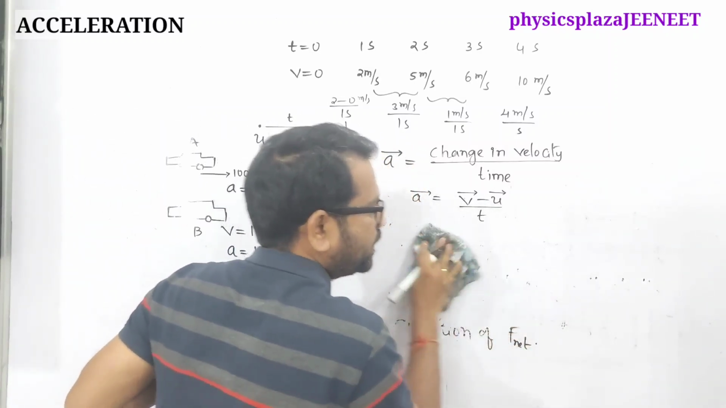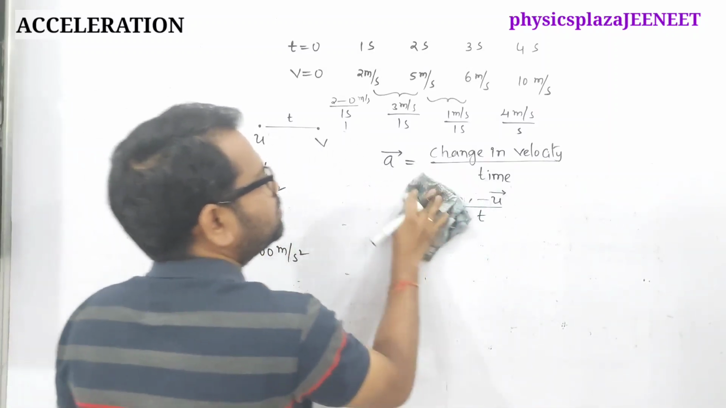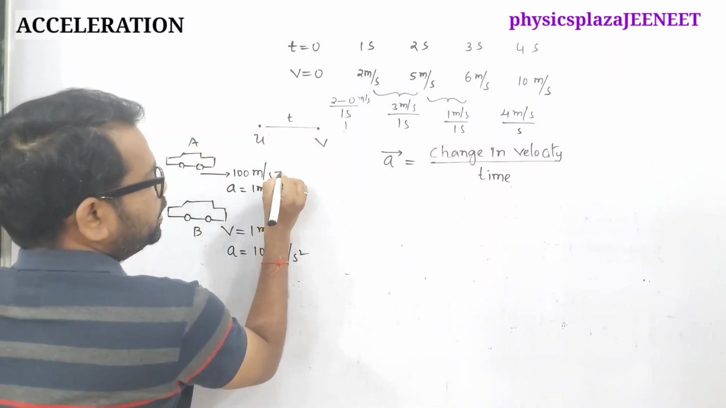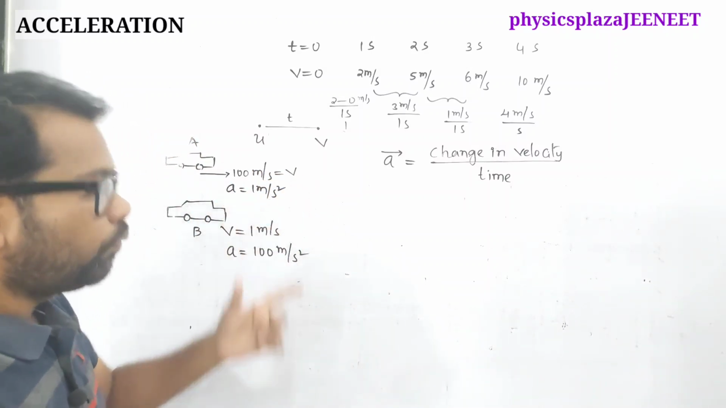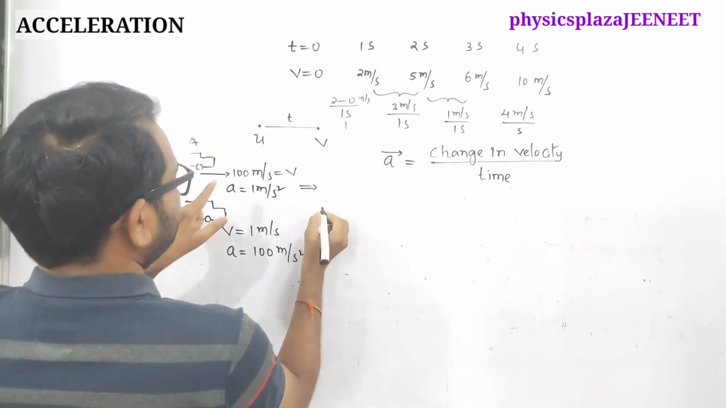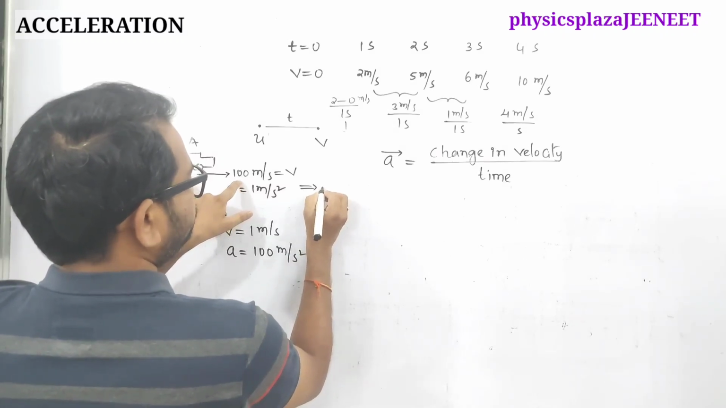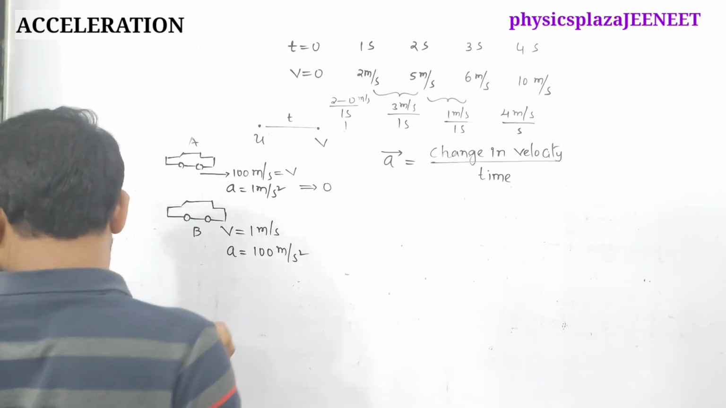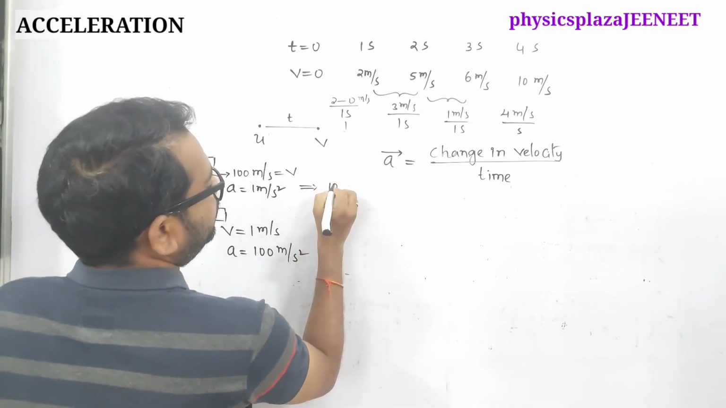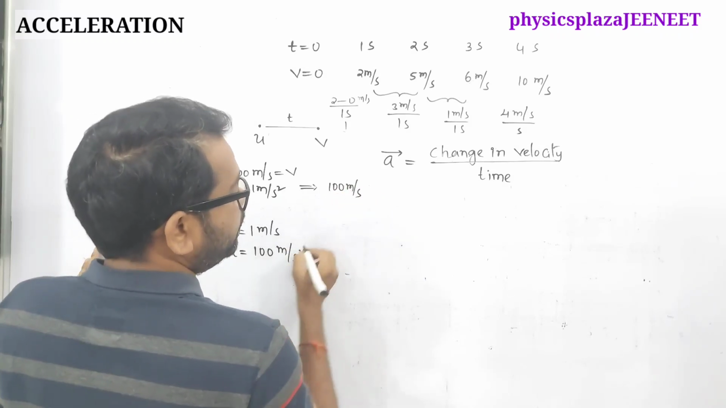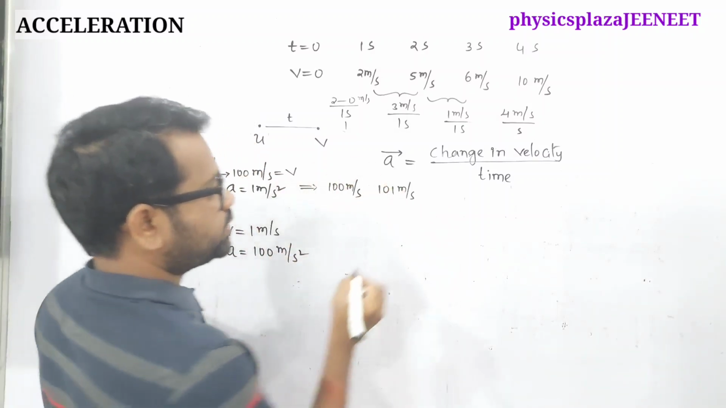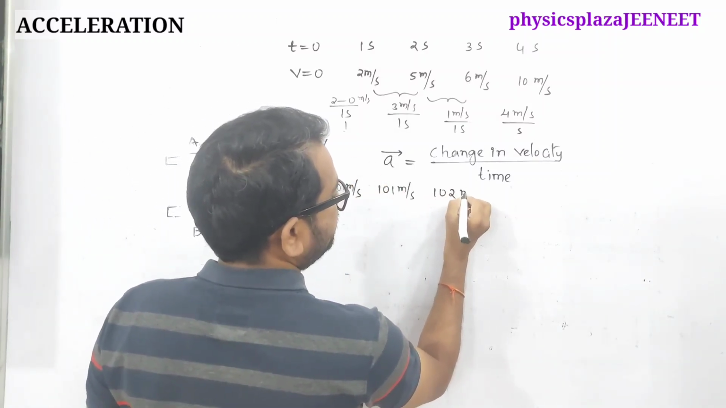Just the numbers are different, and you may wonder what difference that makes. Look at it, children. The first vehicle's velocity is 100 meter per second and it is moving with an acceleration of 1 meter per second square. What does it mean, children? It means its velocity is 100 meter per second initially. After 1 second it is 101 meter per second. Next second it is 102 meter per second.